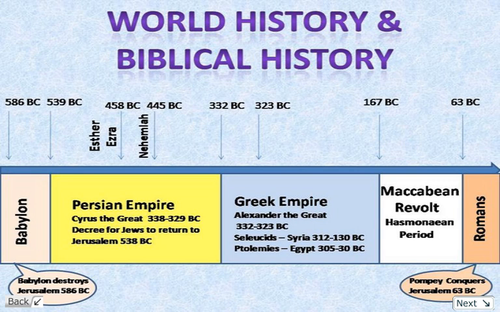So these are key dates here. We have the fall of Babylon in 539 and the rule of the Persian Empire. 332 BC, we have the Greek Empire with Alexander the Great. In 167 BC, we have the Maccabean revolt and independence. And then in 63 BC, we have the Romans taking over. These are key dates to remember for especially Old Testament history.